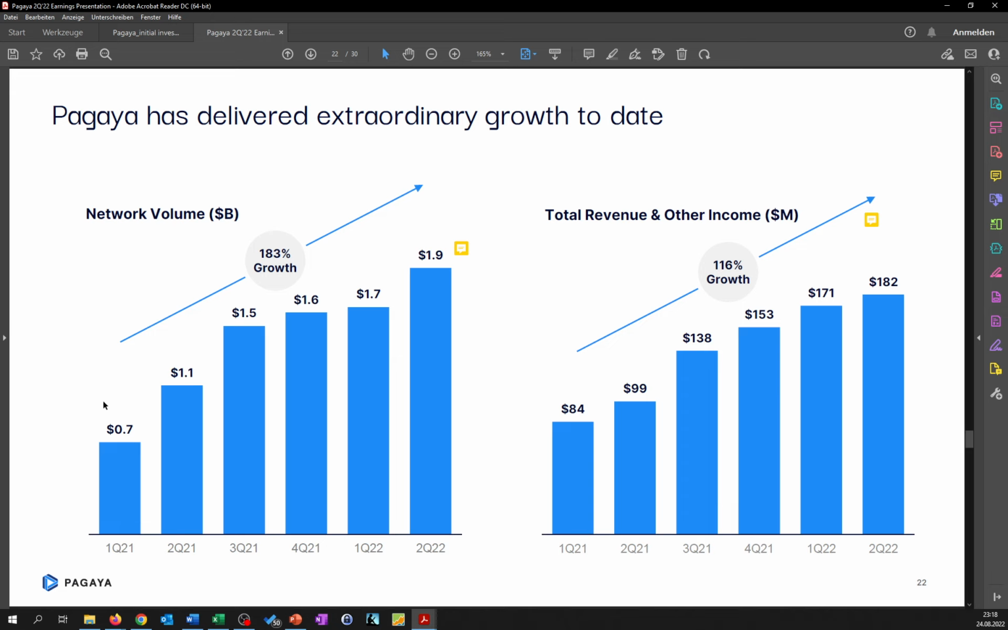As you can see over here, network volume has been increasing 180% year over year. And as I mentioned before, these three quarters, their growth has been only 100 million. And from Q1 to Q2, there has been around 12% growth. Whereas the total revenue has only been increasing quarter over quarter around 6%. And in total, the growth has been lower than the network volume. As you can see over here, it's only, quotation marks, around 120% growth.